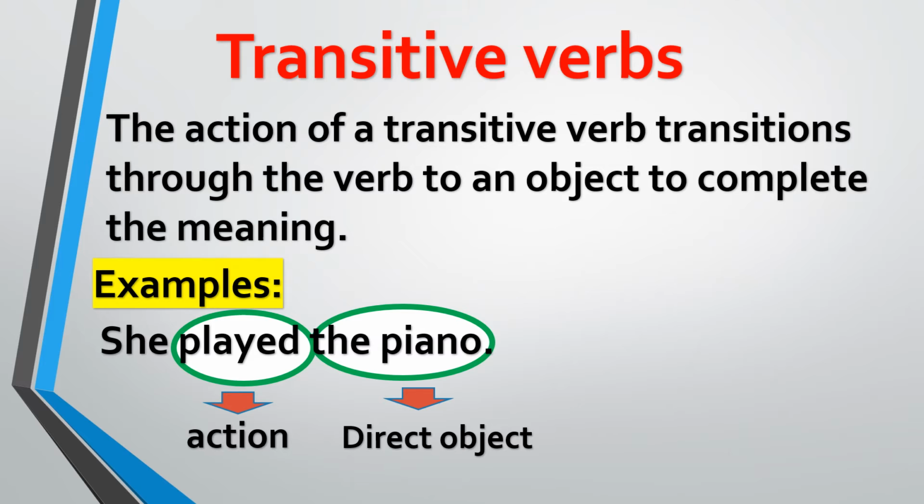So we have an action verb and we have a direct object. So played here is a transitive verb because it has the two characteristics here. It's an action verb and it has a direct object.